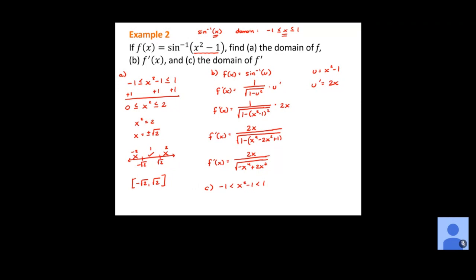Now, to solve this, it's going to be very similar. We can add the 1. That's going to give us 0 less than x squared less than 2. And then our work is going to be very similar to what we did previously. The main difference now, notice this 0 is no longer included. So we're still including all the values between negative square root of 2 and positive square root of 2, except we can't have 0 in there anymore, because there's no equals on the 0. So what do you think this interval is going to look like for our domain for the derivative?